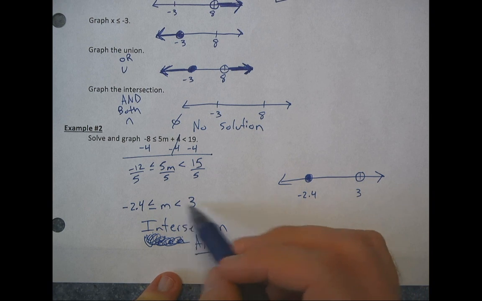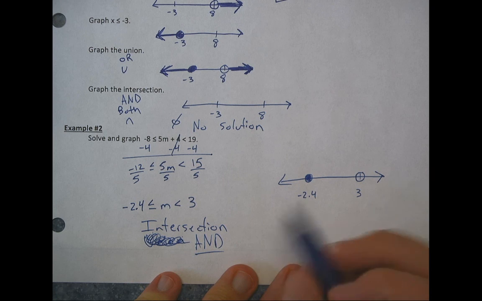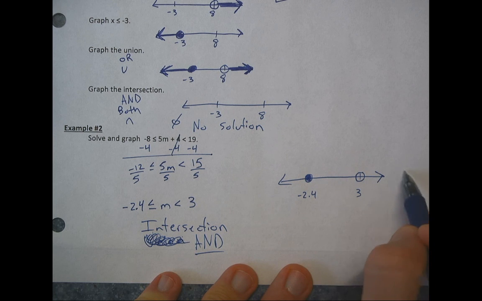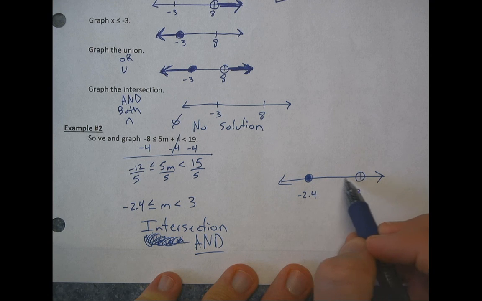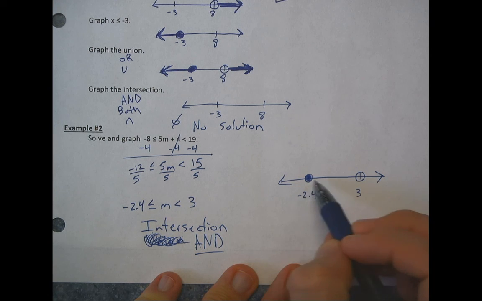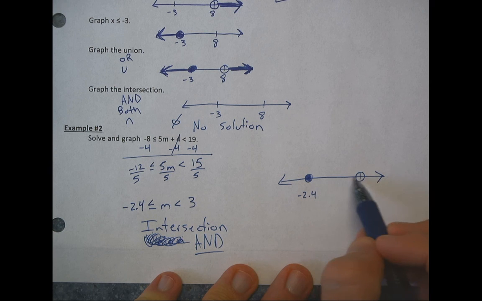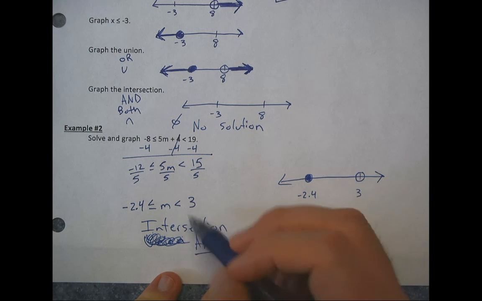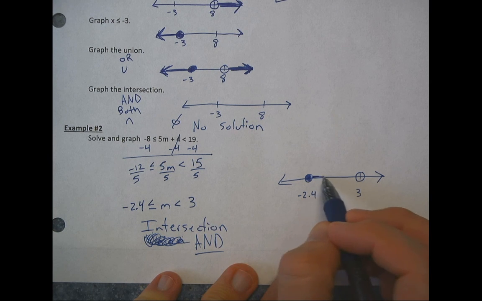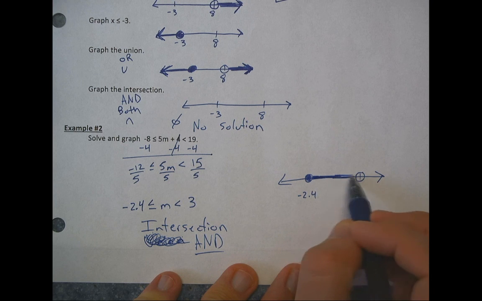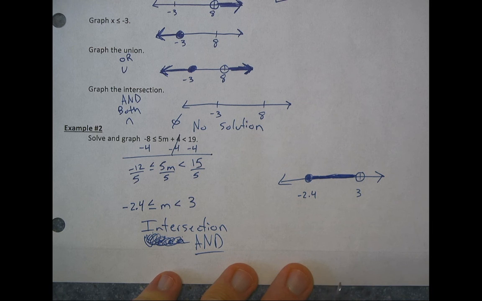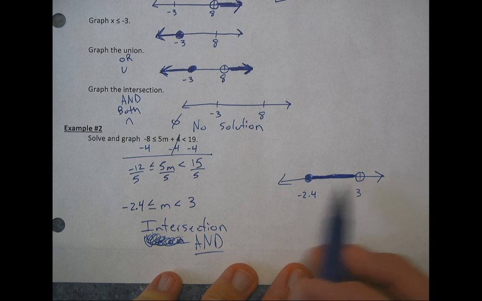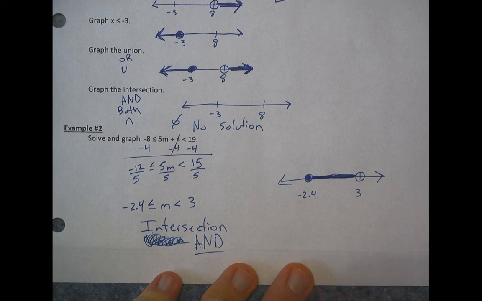But we need both of these to be true at the same time. So if I continued the -2.4 solution forever, it wouldn't be part of the less than 3 solution. And if I continued the less than 3 solution forever, it wouldn't be part of the greater than or equal to -2.4. So the intersection of these two, greater than or equal to -2.4 all the way up till 3, and less than 3 all the way down to -2.4, looks like this. So this is my intersection interval.